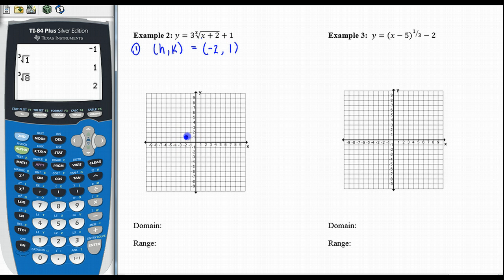So negative 2, 1 is that center point. And here's where things get complicated. Remember that we only want to take the cube root of certain things, right? We don't want any decimals.